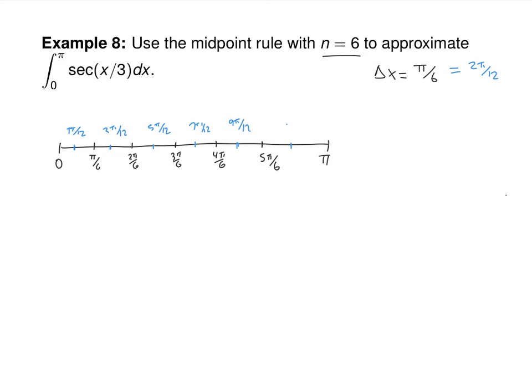And then 11 pi over 12. Makes sense for evenly spaced. Well, I mean, yeah, they're pretty much always going to be evenly spaced, except for that one example in your homework. Okay, what's the width of every single interval? Pi over 6.